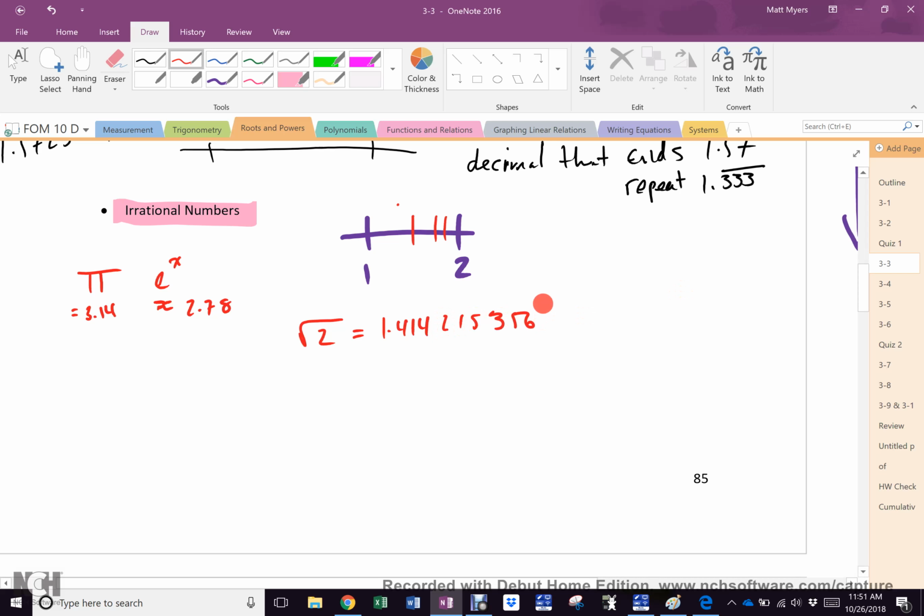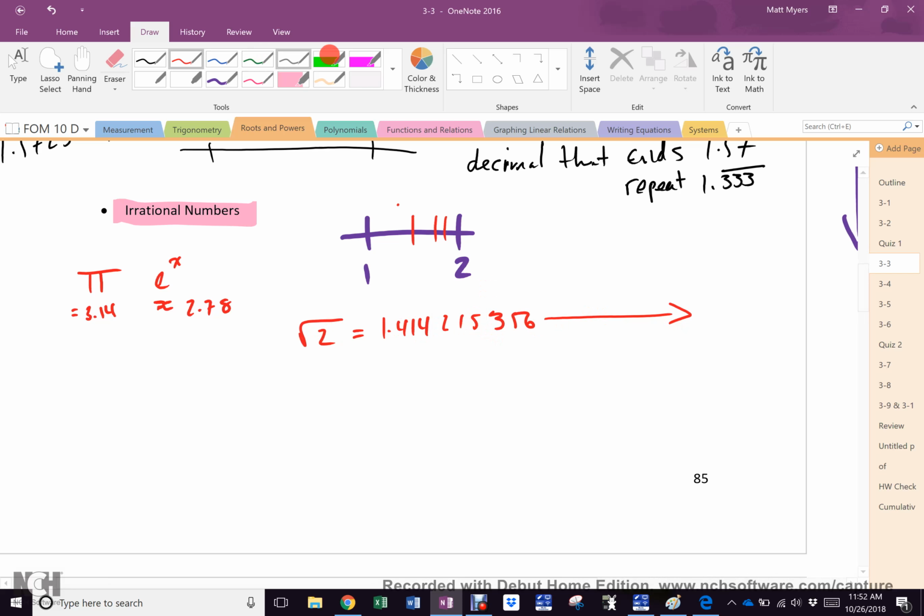2153556, and then your screen ends, right? It doesn't matter. Your screen ends, yes? This number goes forever. Okay? If you hit square root and your screen fills up, you have an irrational number. But you need to be careful. Okay?